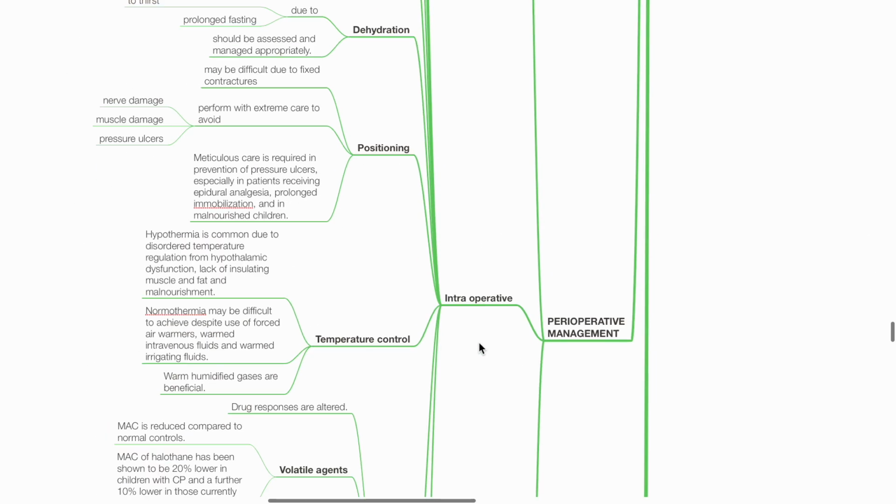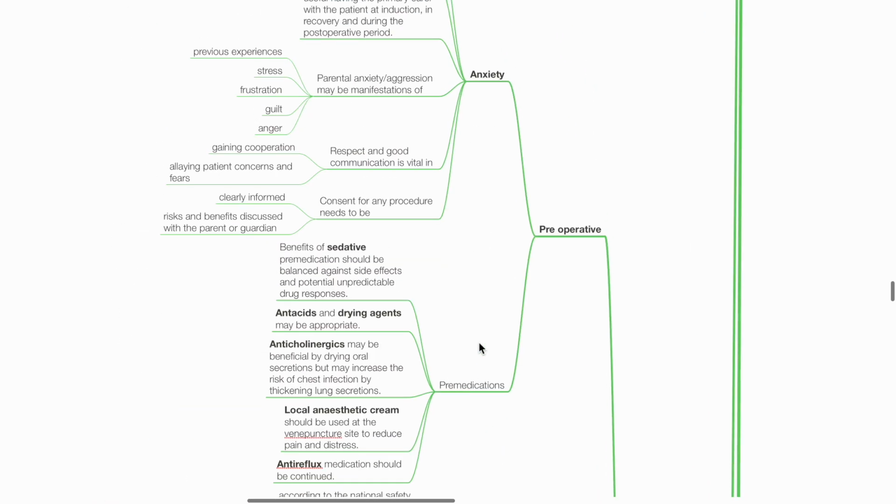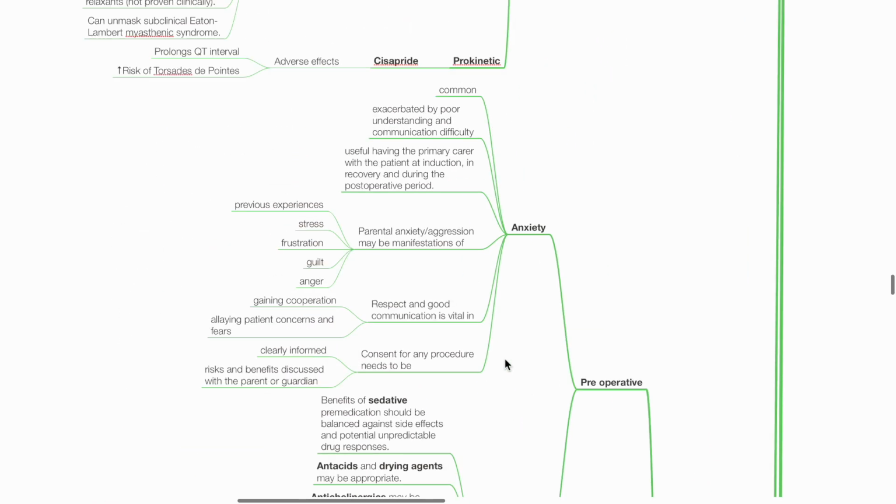Perioperative management. Preoperative considerations. Anxiety is common and may be exacerbated by poor understanding and communication difficulty. It is useful to have the primary carer with the patient at induction, in recovery, and during the post-op period. Parental anxiety and/or aggression may be manifestations of previous experiences, stress, frustration, guilt, or anger. Respect and good communication is vital in gaining cooperation and allaying patient concerns and fears.